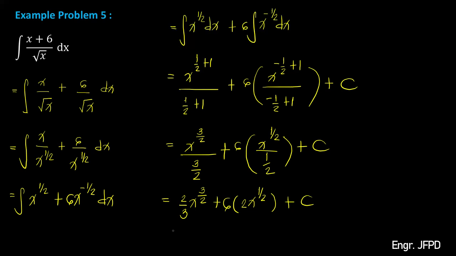Simplifying this answer further, this is equal to 2 over 3, x raised to 3 halves, then 6 multiplied by 2, x raised to 1 half is 12, x raised to 1 half plus c. And this will be our final answer. And that's it for our discussion for the basic formulas of taking the integral of a function.